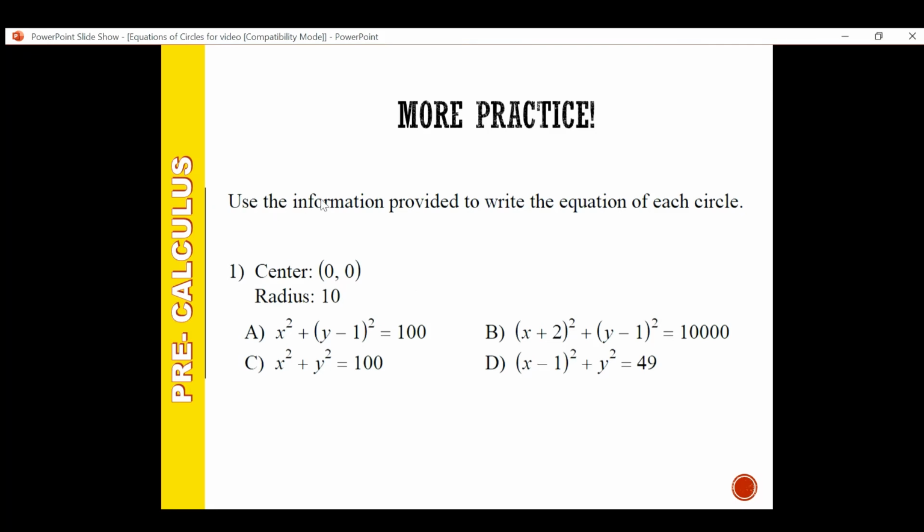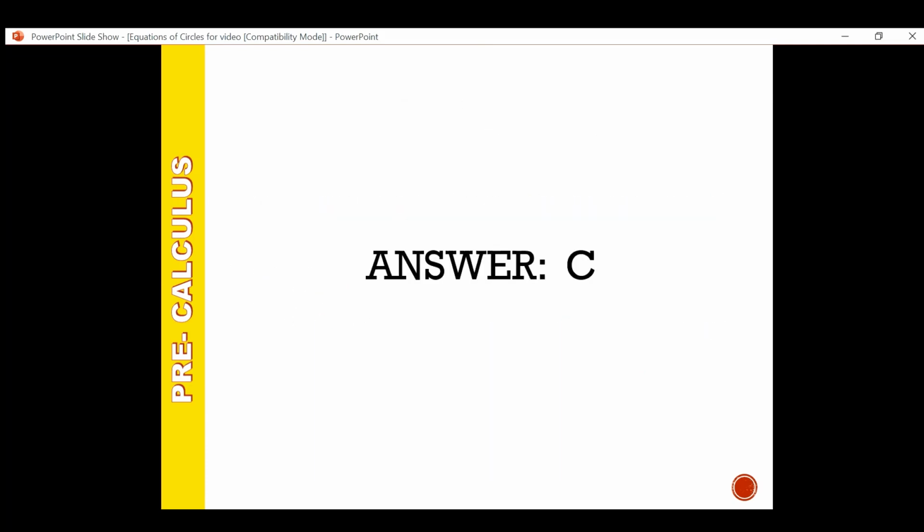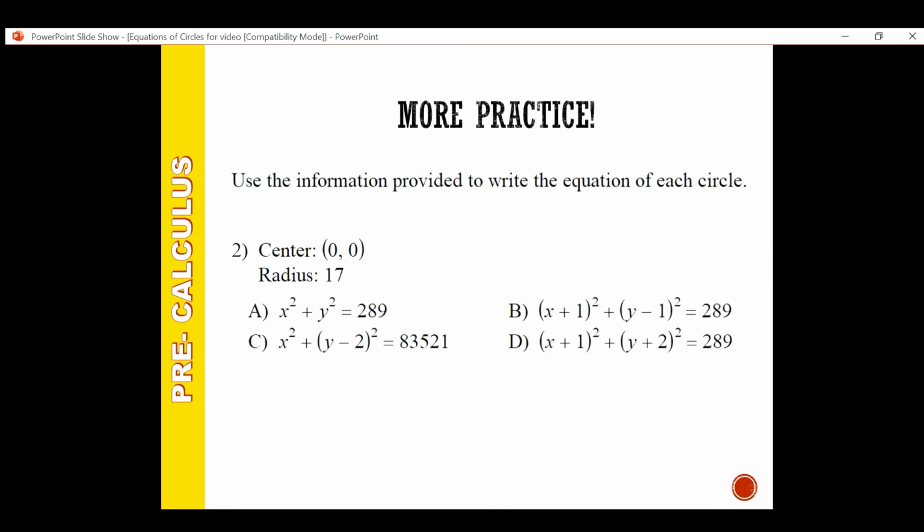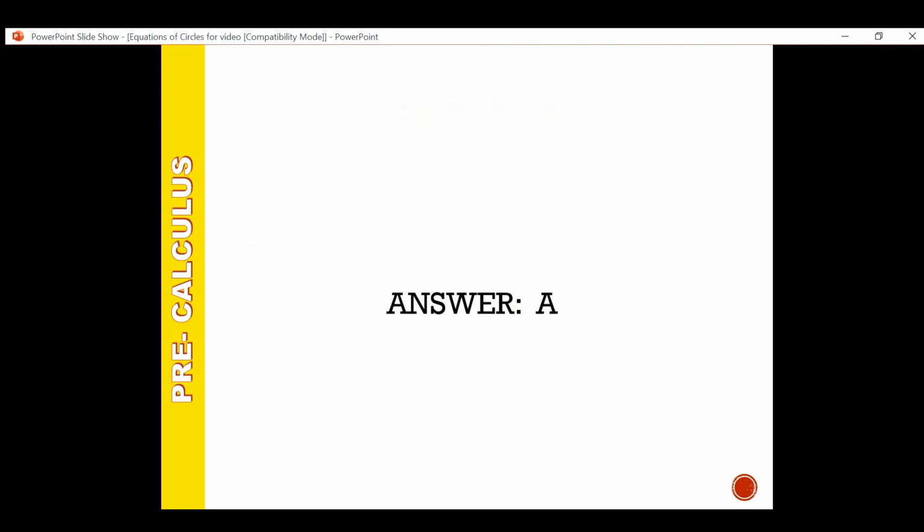Okay? So, use the information provided to write the equation of the circle. So, number 1, center at 0, 0, radius is 10. The answer is letter C. Did you get it? Okay. Next, center at 0, 0 and radius is 17. Okay, the answer is letter A.